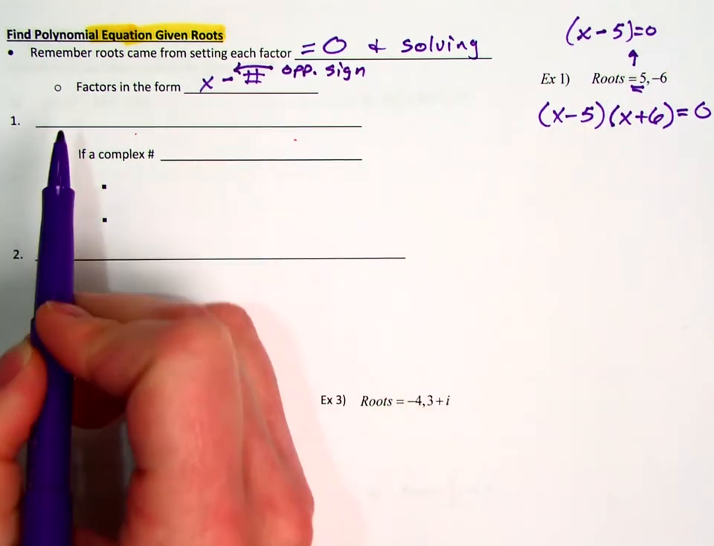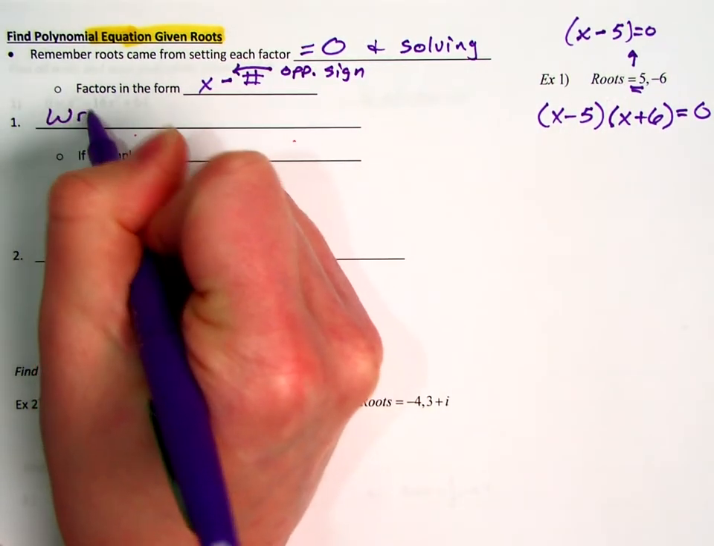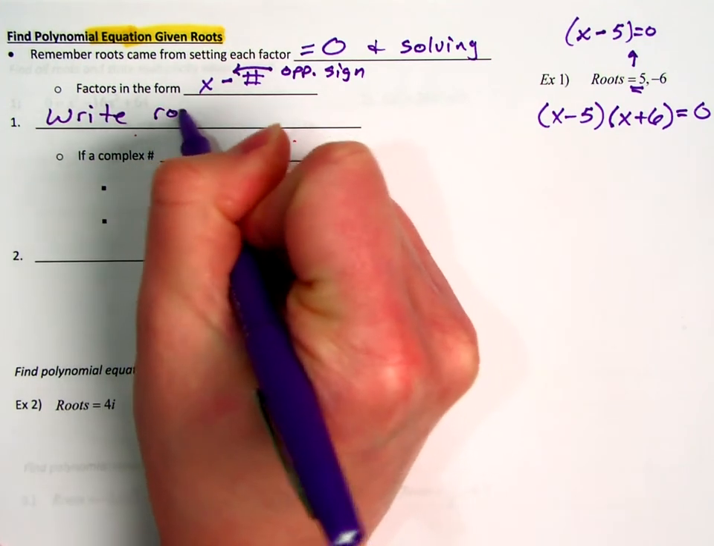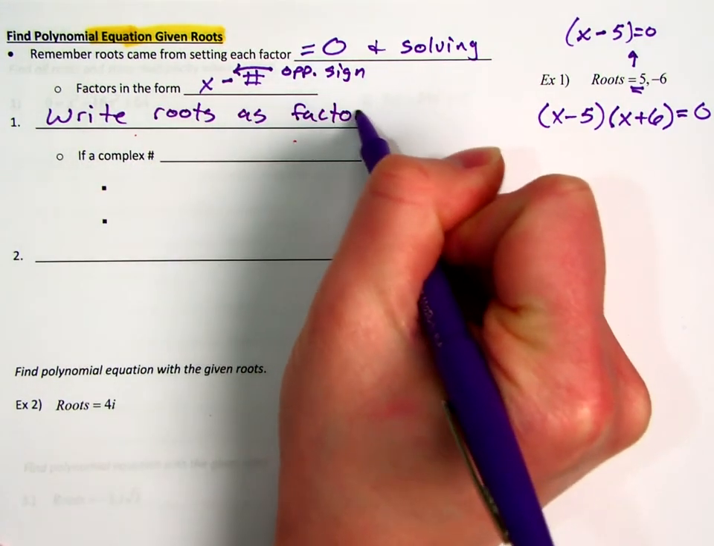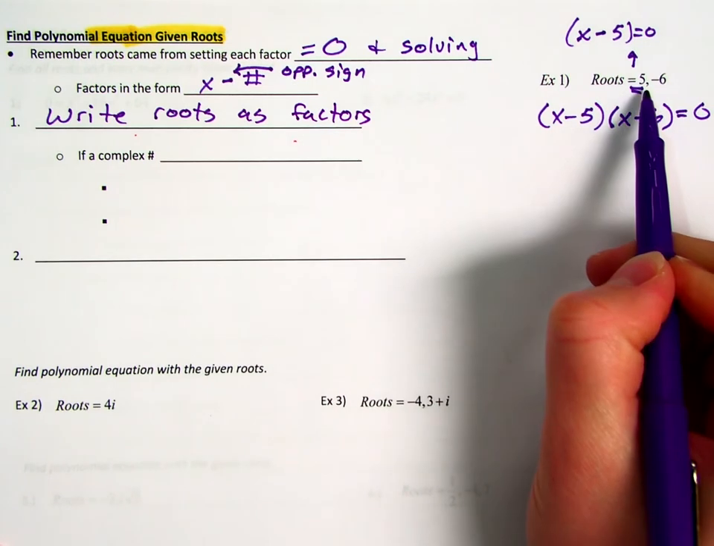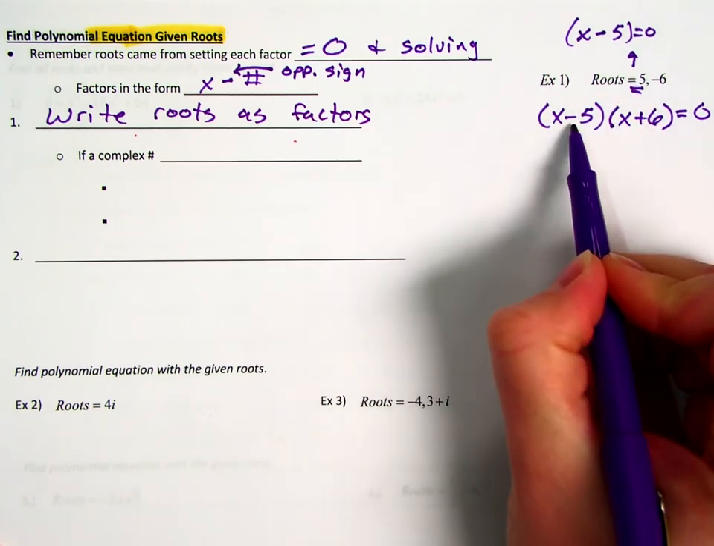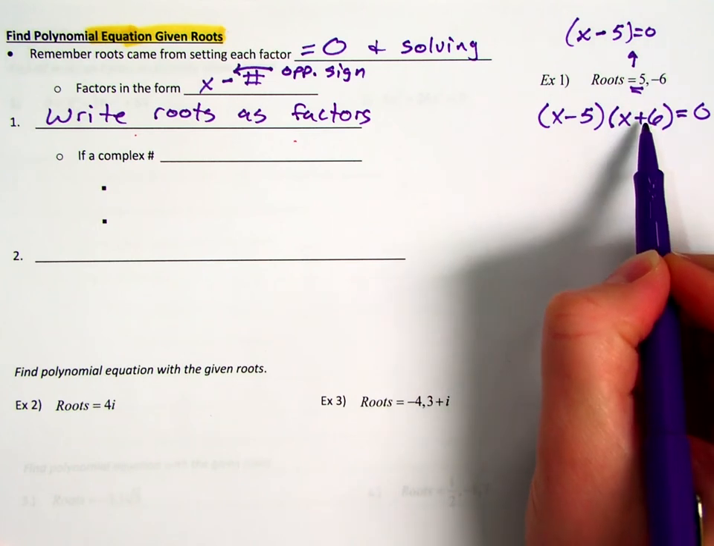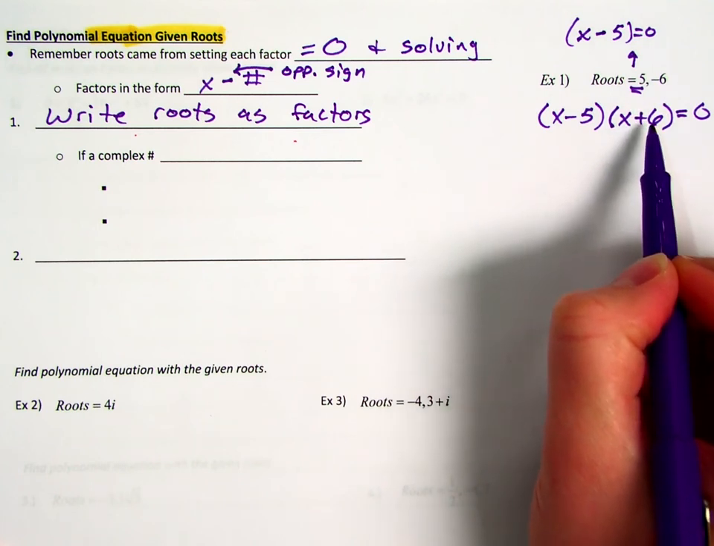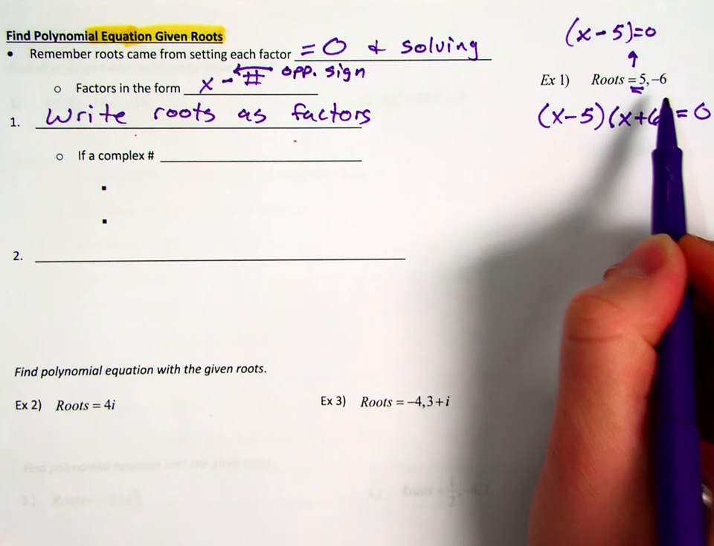Okay, so we're going to do our example over here and our steps over here. The first step would be to write the roots as factors, which is what we had just done. If the root was 5, this had to be the opposite of 5, so it was minus 5 with an x in front. If the root is negative 6, we need the opposite of negative 6, which is positive 6, so x plus 6 would have gotten us to that point.